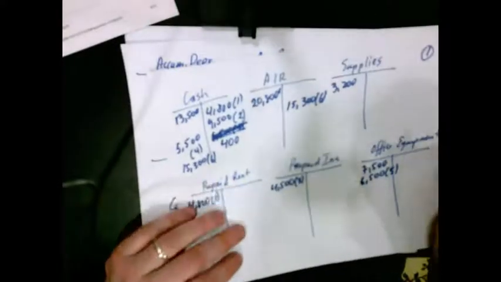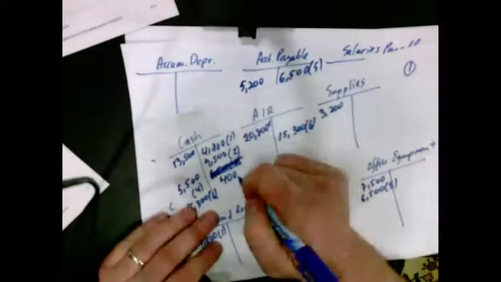Right, and then it says that they paid back part of the debt, $5,200, debit and credit cash $5,200.